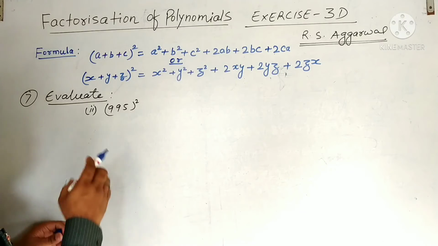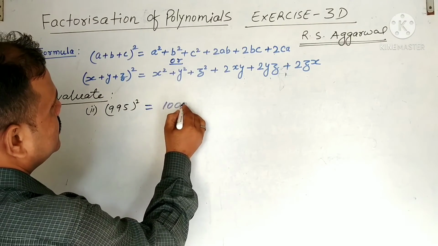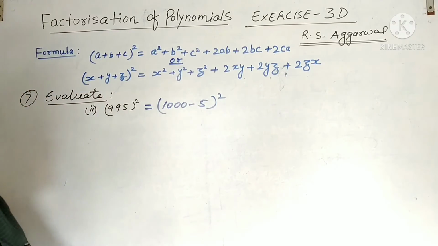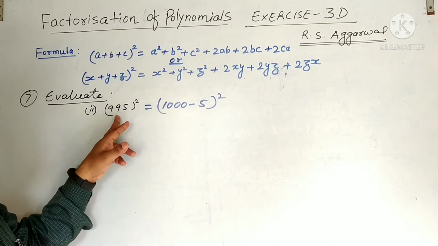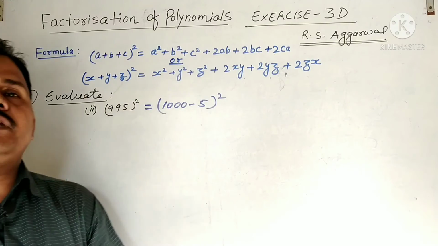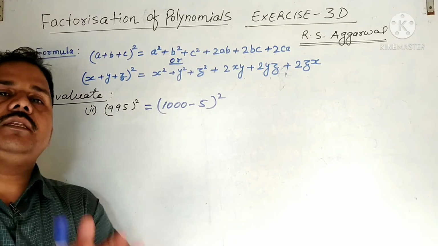So what we will do here, we will write here (1000 minus 5) square. Now the question is why we will use this one. Why? Because it is nearest to 1000. It means you have to take the term nearest to 10, 100, 1000, 10,000.